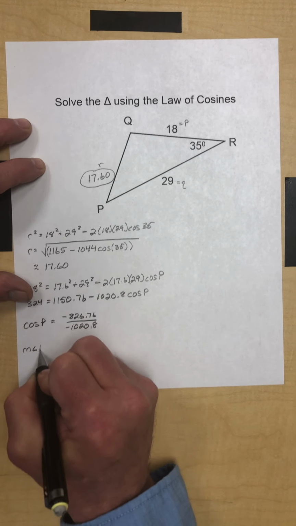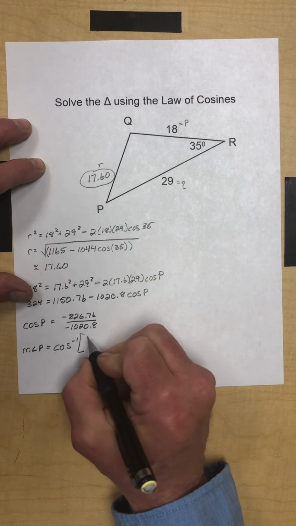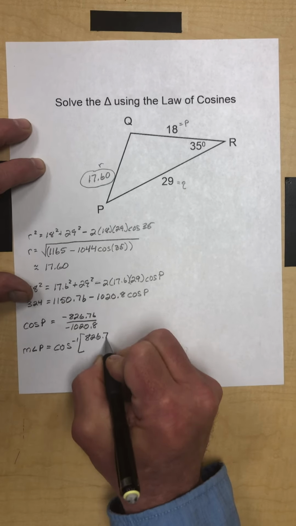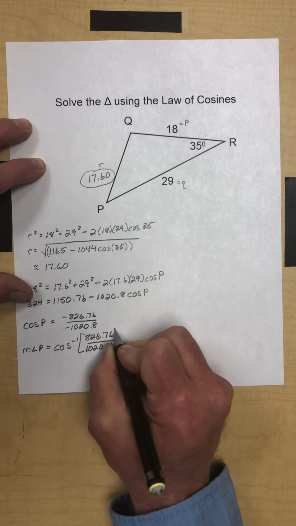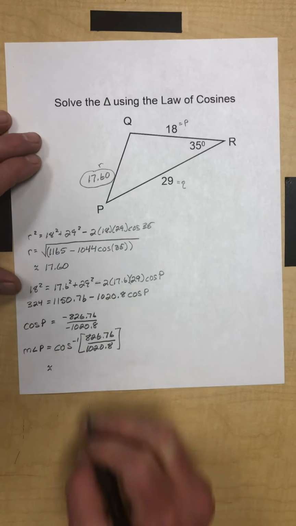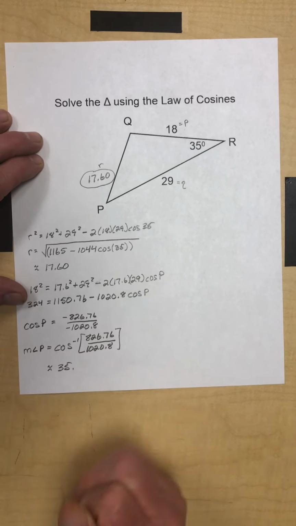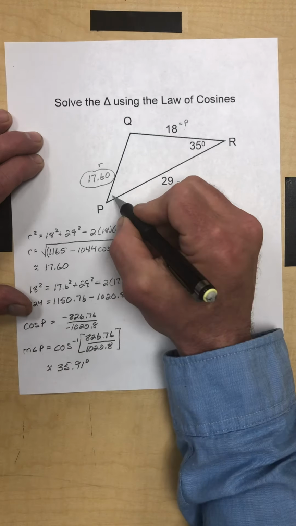So the measure of angle P will be cosine inverse, and I'm going to cancel off those negatives, 826.76 divided by 1020.8. And punch that into the calculator. All right, so second, cosine inverse, 826.76 divided by 1020.8. And I'm coming up with 35.91 degrees. That's the measure of angle P.